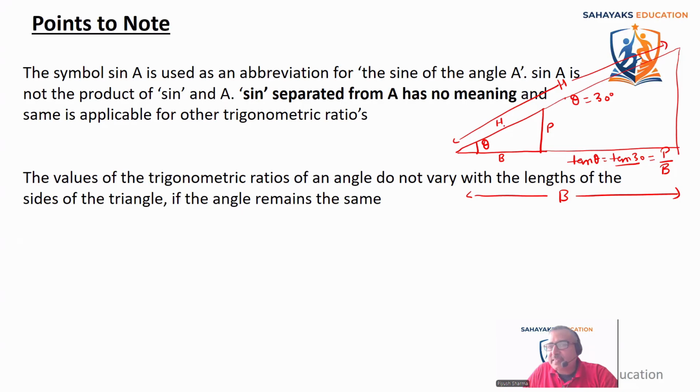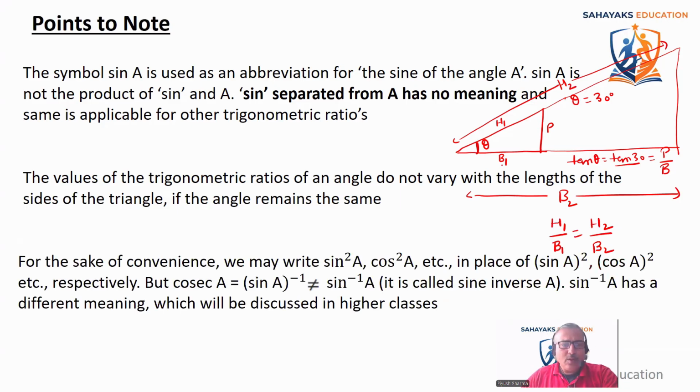So if I consider this as H1, B1, and I consider this as H2 and B2, please remember that H1 by B1 is equal to H2 by B2 in this case. So that will remain the same for a specific angle theta that is equal to 30 degree or 60 degree or any other angle you can take. The ratio remains the same. This is something you have to remember. And we have arrived at this from similar triangles, the chapter which we did a little while ago.